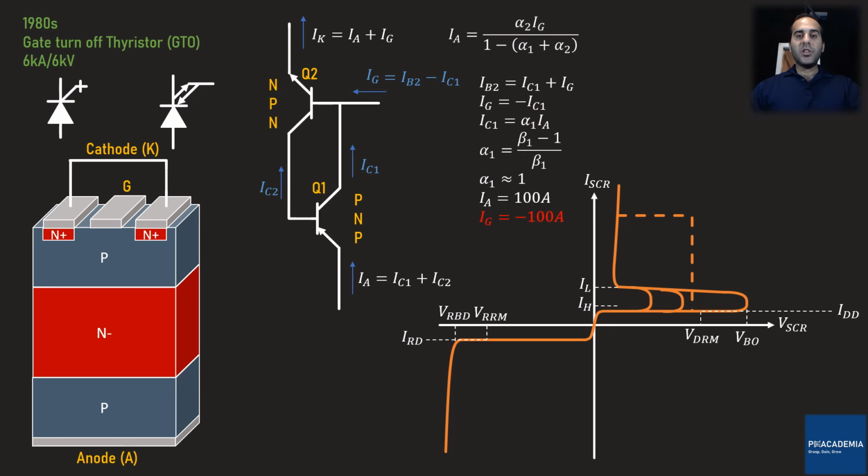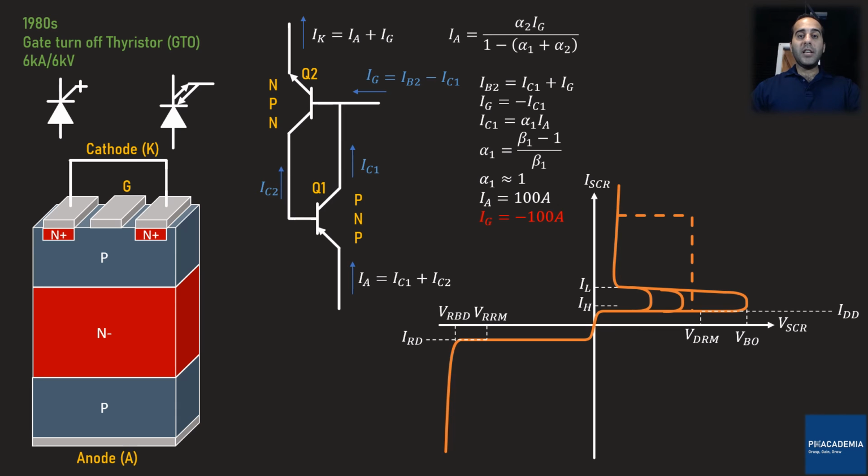At first, this condition looks normal. However, when we look at the relationship between the anode current and IC1, we soon notice what a big problem we are going to face. IC1 equals alpha 1 times IA. Alpha 1 equals beta 1 minus 1 divided by beta 1. So, alpha 1 is always smaller than 1.